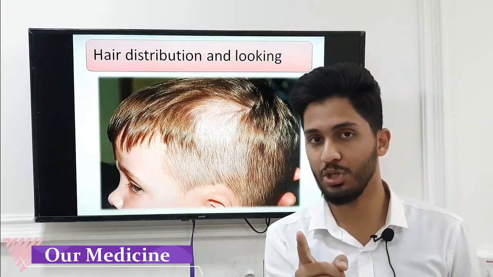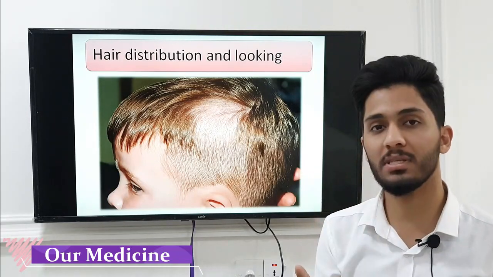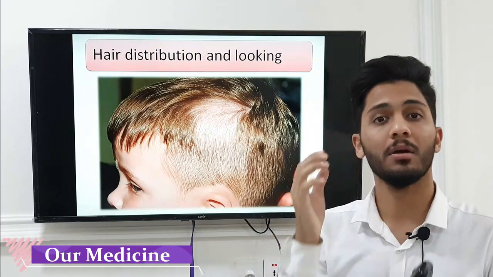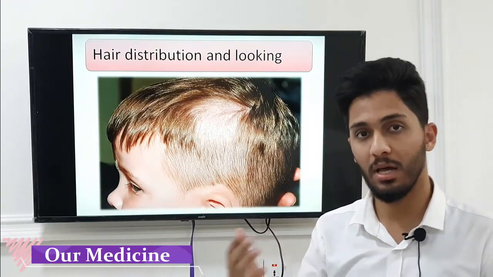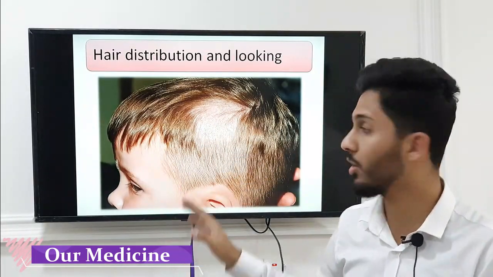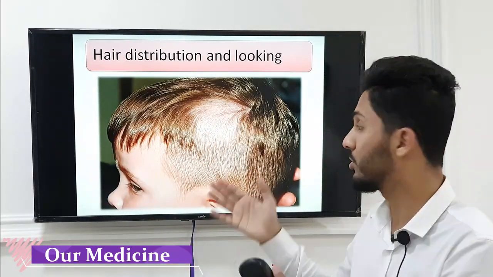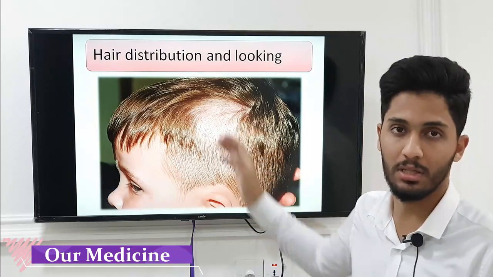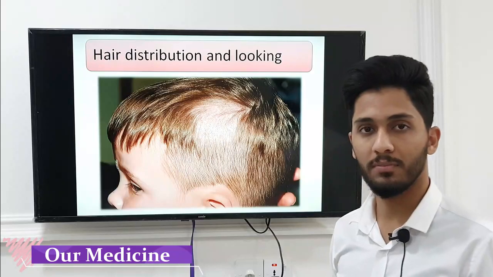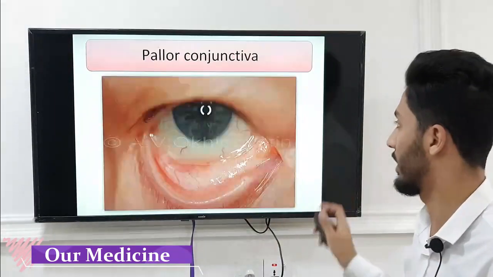You will not say alopecia. Alopecia is a disease. It is not a sign. Alopecia is an autoimmune disease characterized by the presence of hair loss, and there are different manifestations. So alopecia is not a sign, alopecia is a disease. If you find hair loss, you just say there is hair loss, focal or diffuse, and you describe the site. That's regarding the hair distribution and looking. If you didn't find anything, you just say normal hair distribution and looking.